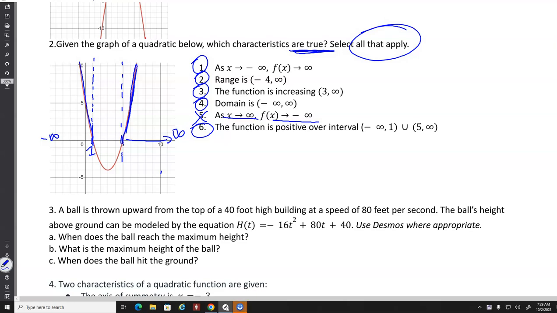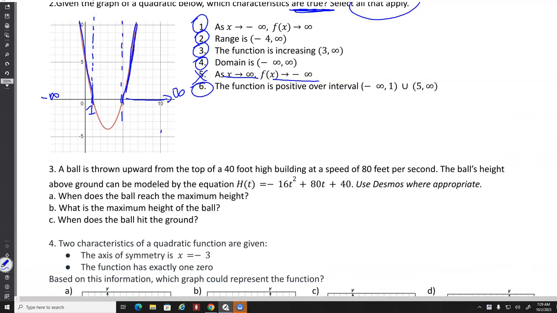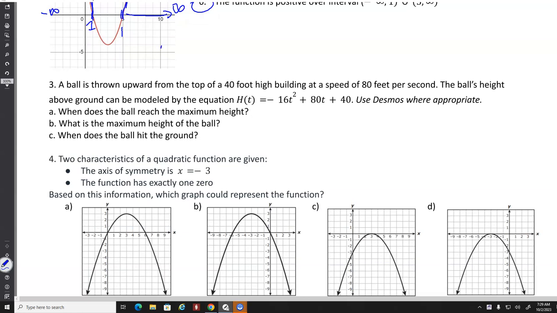All right, moving on to question 3. The ball is thrown upward from the top of a 40-foot high building at a speed of 80 feet per second. The ball height above ground can be modeled by the equation negative 16t squared plus 80t plus 40. Use decimals where appropriate. Again, let me pull up Desmos for you guys.